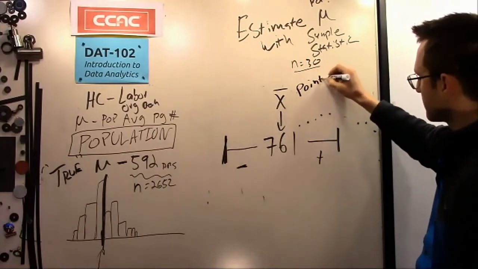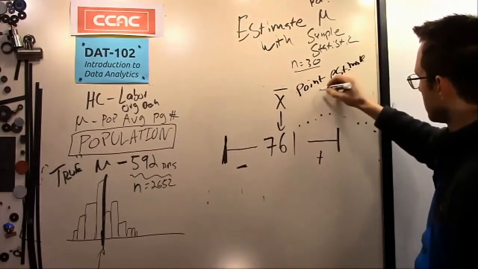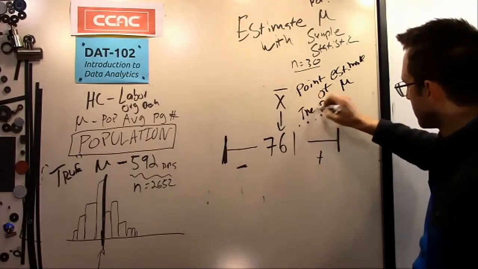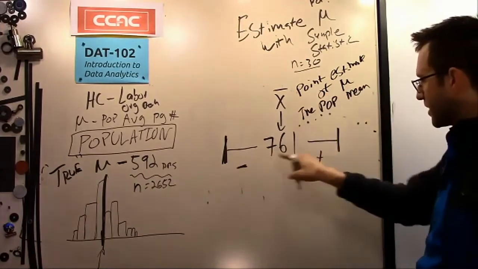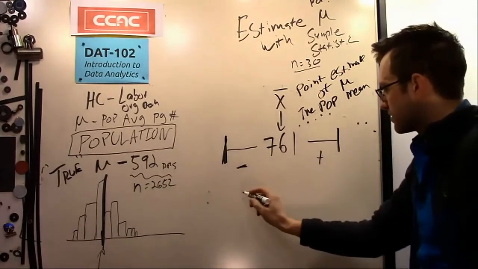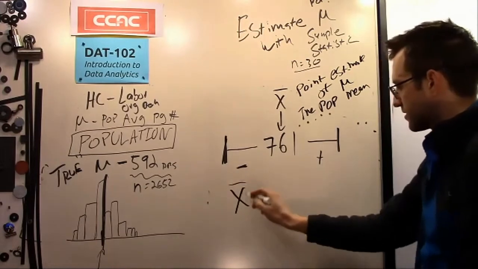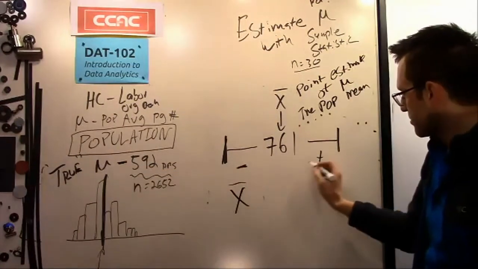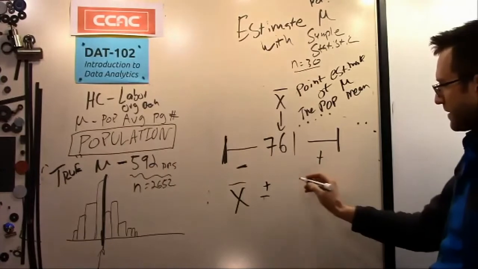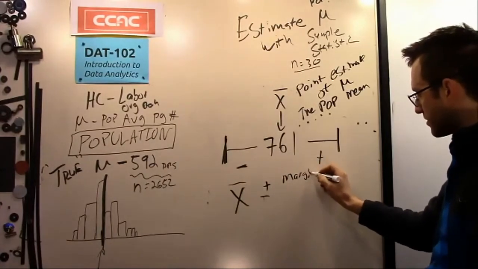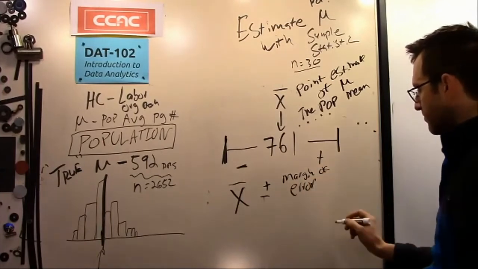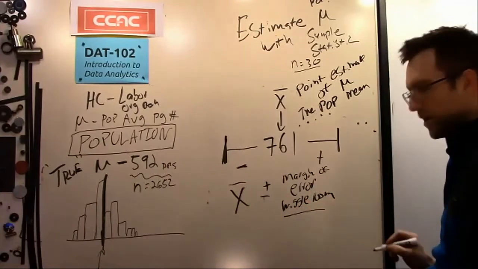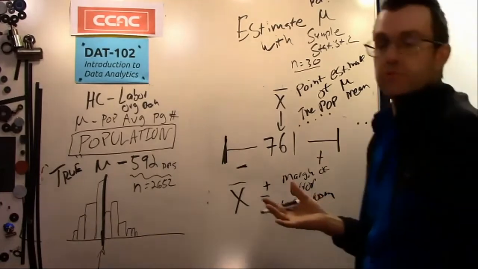This is our point estimate of mu, of our population parameter, the true population mean. How much error should we put there? In other words, what we want to do is take x bar, our point estimate of the true population mean, and add and subtract some margin of error. Again, I call this wiggle room. What would be a reasonable value for this? That's what we want to figure out.